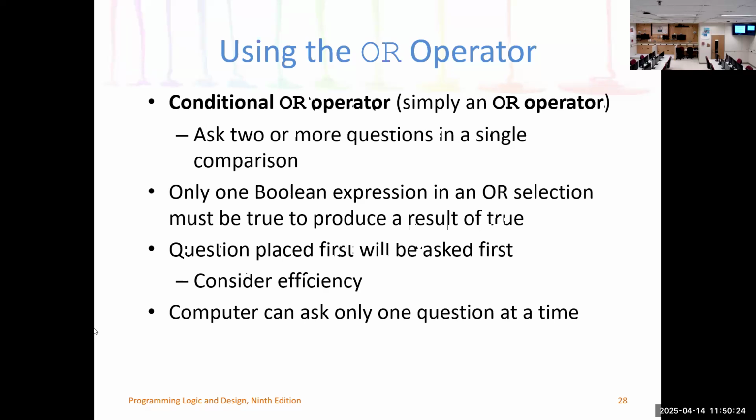So in the case of the conditional OR operator, you can ask two or more questions in a single comparison, and only one Boolean expression in an OR decision must be true to produce a result of true. That's why you raise the question that is most likely to be true first.